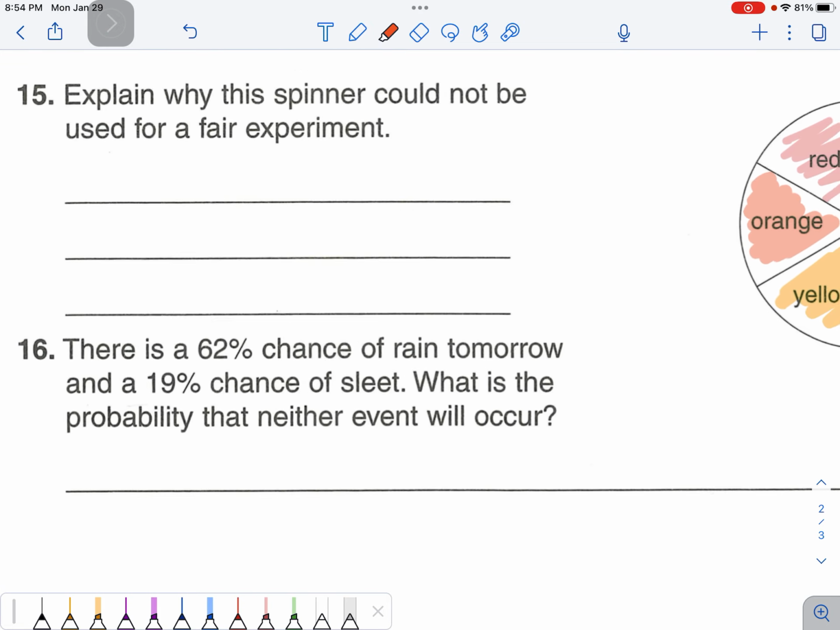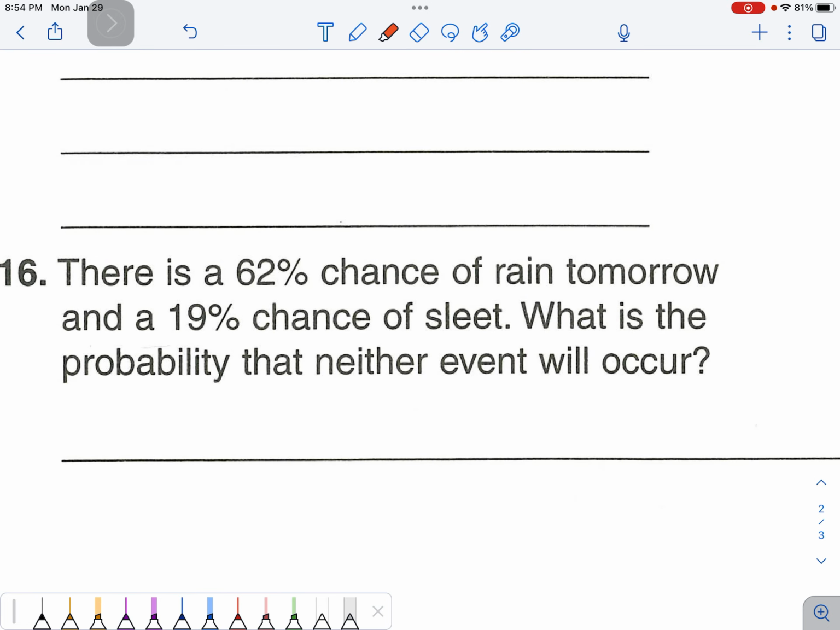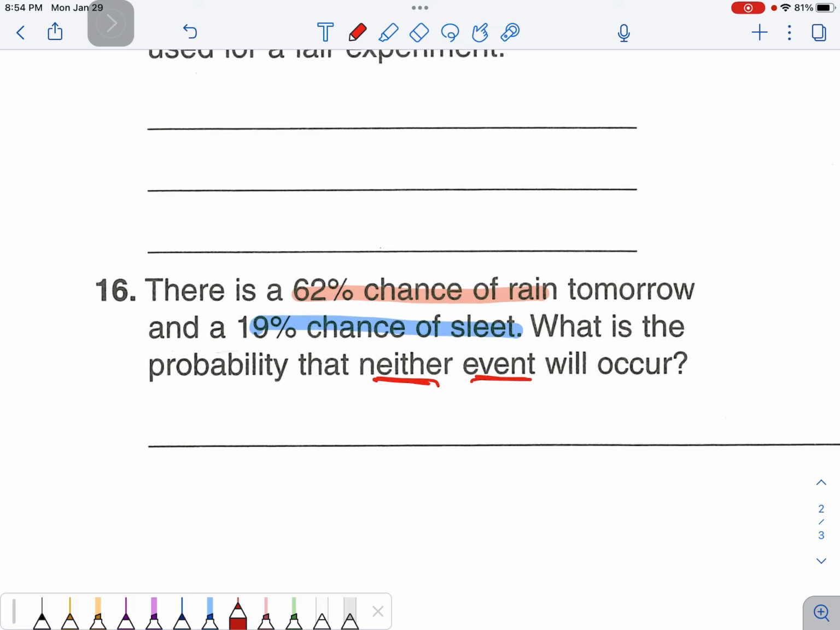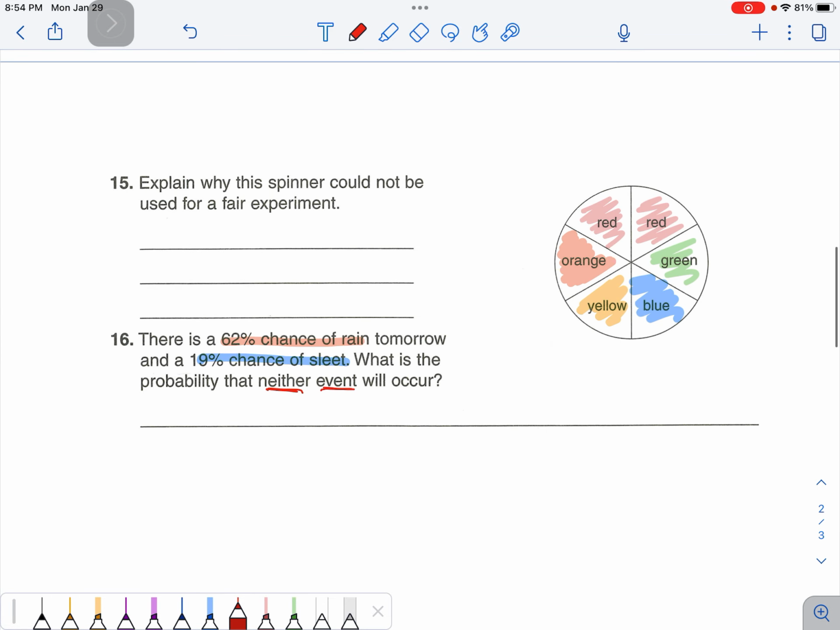Right? And the last one, there's a 62% chance of rain, and there's a 19% chance of sleet. But it doesn't have to rain and it doesn't have to sleet. It could be cloudy. It could be sunny. Right? It could be windy. There are lots of different things that it could be. So that's the question. What's the probability that neither event, that it's not going to rain and it's not going to sleet? Right? So what's the probability that neither event will occur? All right, do your best on this. Don't forget to check your answers.